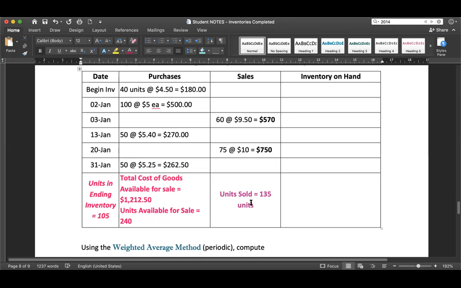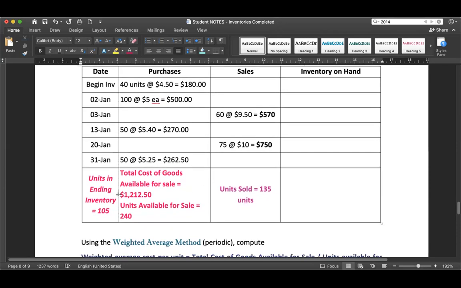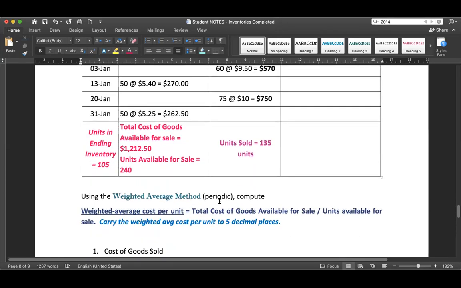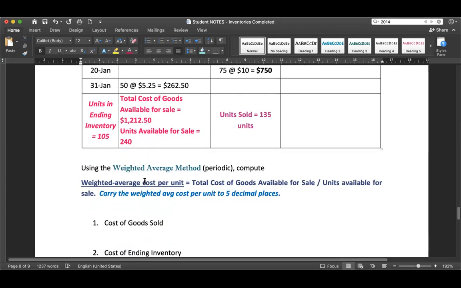And now we have to figure out, well, what are the costs that we are going to assign to these 135 units that were sold? And what are the costs that we're going to assign to the units that are in ending inventory? All right, so weighted average cost per unit, and this is periodic.